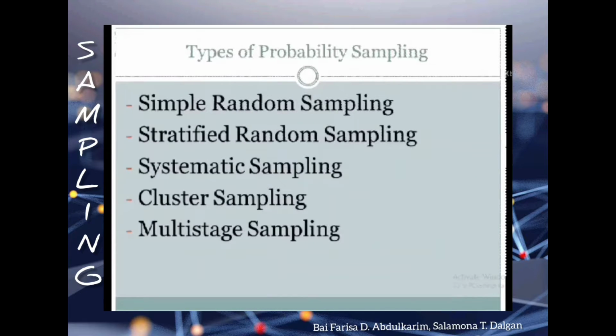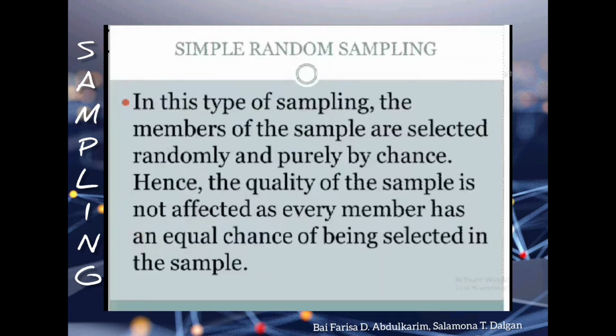Probability sampling is classified into five types: simple random, stratified random, systematic, cluster, and multi-stage. What is simple random sampling? In this type of sampling, the members of the sample are selected randomly and purely by chance. Hence, the quality of the sample is not affected as every member has an equal chance of being selected in the sample.